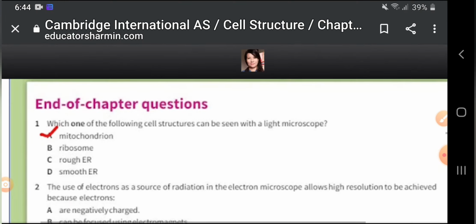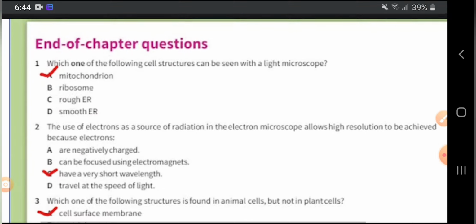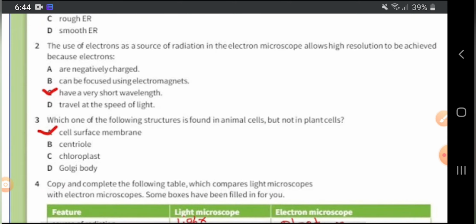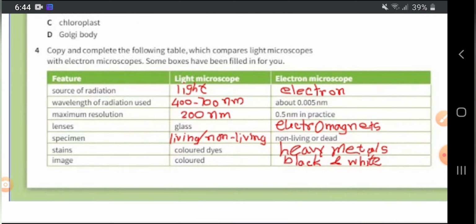Here is number 1. Which one of the following cell structures can be seen with, that is mitochondrion? The use of electrons as a source of radiation in the electron microscope allows high resolution to be achieved because electrons have a very short wavelength. Which one of the following structures is found in animal cells but not in plant? That is cell surface membrane. And here is the answer, guys.